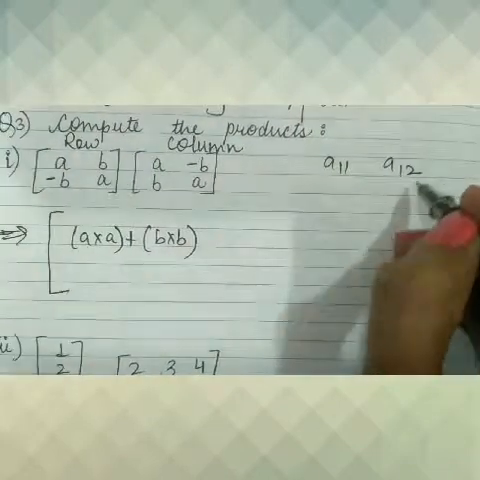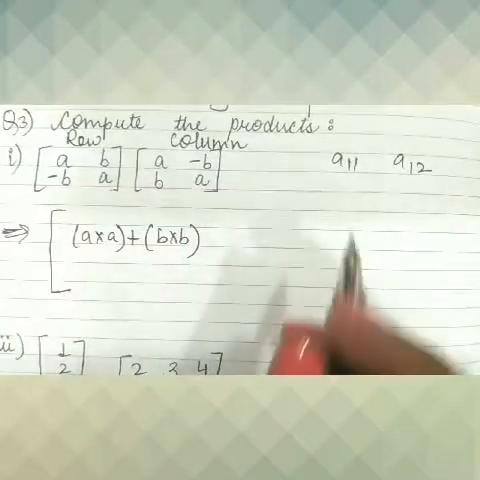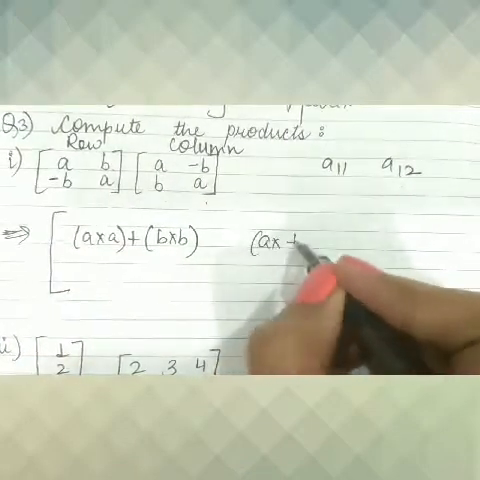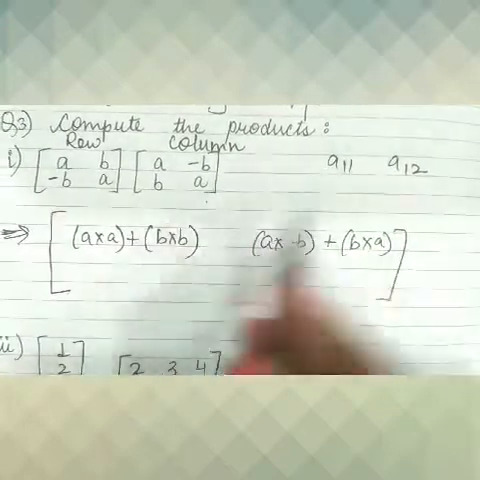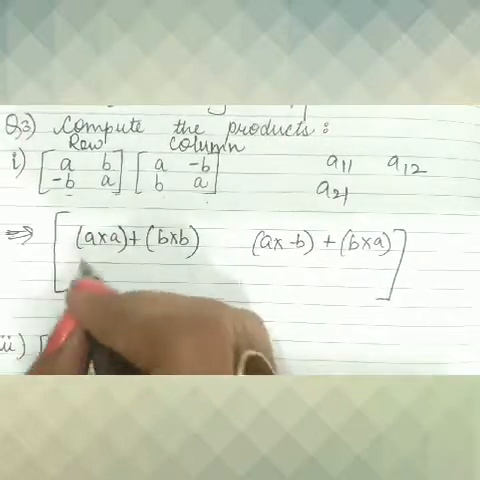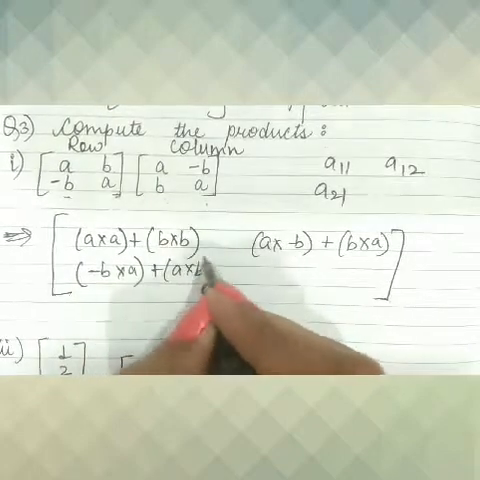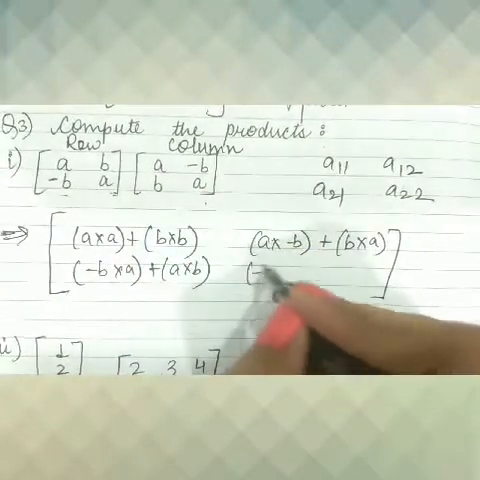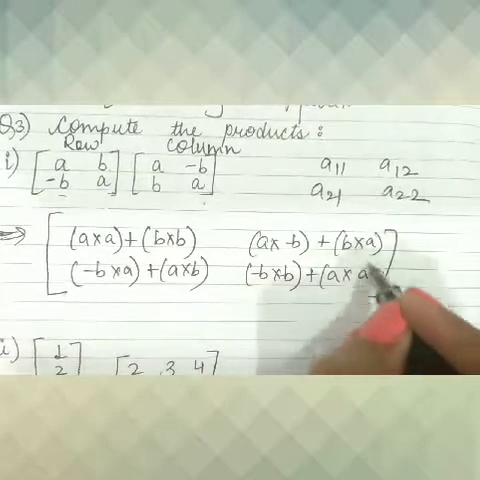For a 1-2 element, first row and second column. So again, first row, second column, a multiplied by minus b plus b multiplied by a. For a 2-1 element, second row, first column, minus b multiplied by a plus a multiplied by b. For a 2-2, second row and second column, minus b into minus b plus a multiplied by a.